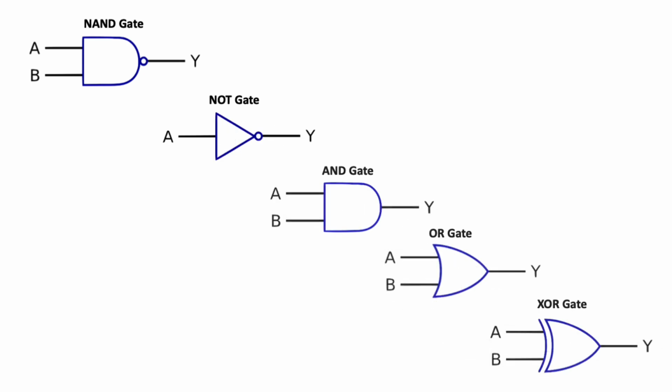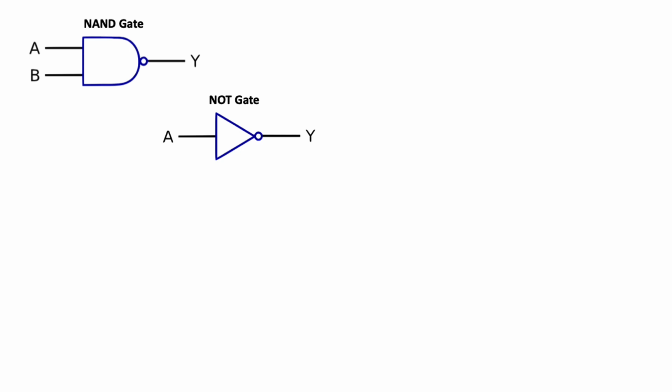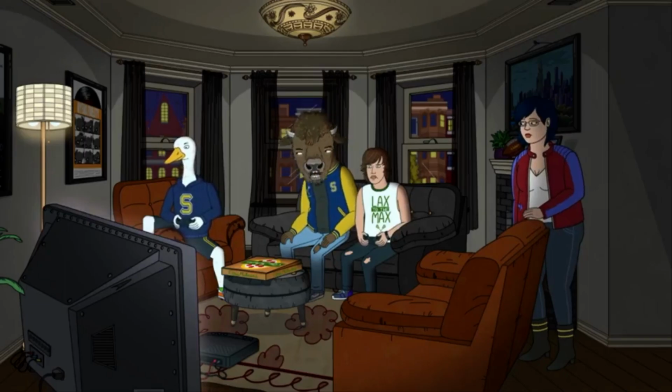Next, let's build an AND gate from NAND and NOT gates. Again, you may want to pause the video here and see if you can figure out the logical schematic for the AND gate.